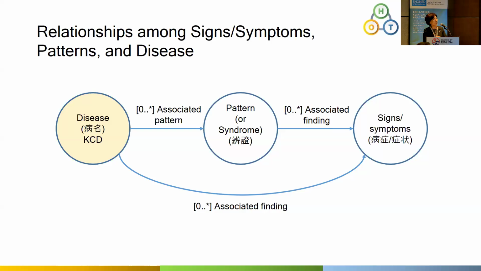And so I have this type of relationship, associate pattern between disease and patterns, and associate finding between pattern and signs and symptoms, and associate finding between disease and signs and symptoms. So it's nothing new regarding associate finding, but associate pattern, you already have in the traditional medicine ontology.